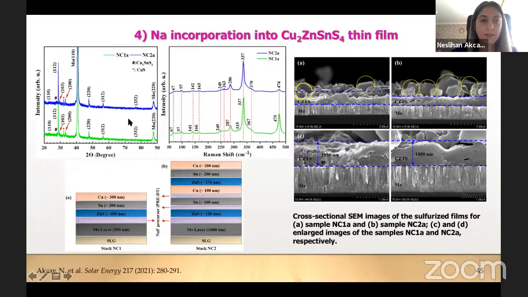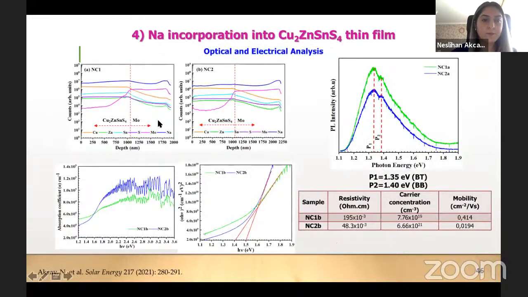Another interesting result in this study is about the sodium diffusion mechanism. As I said before, we didn't use an aluminum oxide or another barrier layer on soda lime glass substrates. In this study, we investigated the sodium diffusion mechanism both from the soda lime glass substrate and also the sodium fluoride precursor layers, which were coated on moly substrate. In our previous study, we didn't obtain such a result.